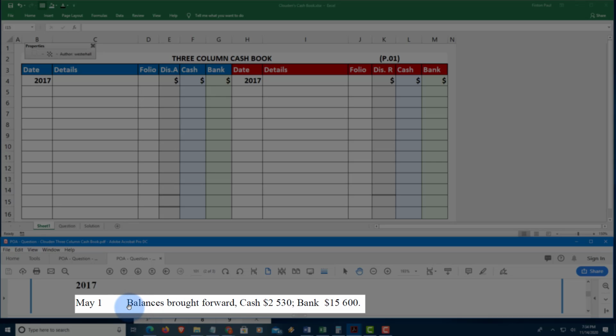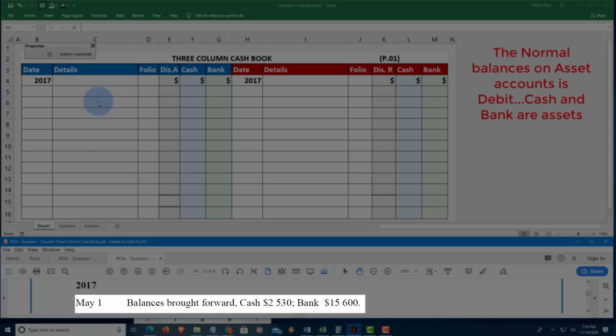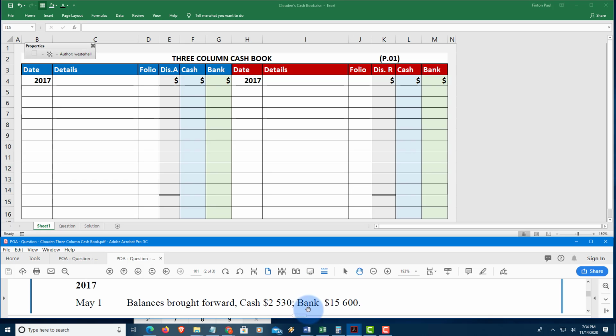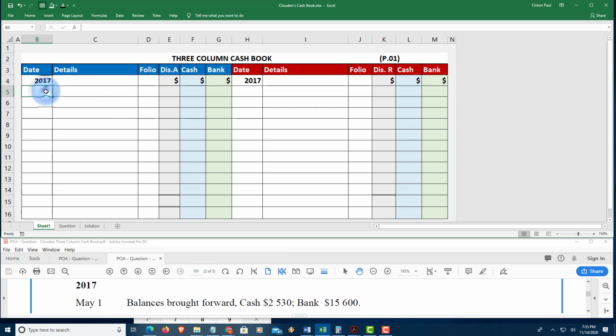May 1st, balance brought forward, cash 2,530, bank 15,600. These items are assets and the normal balances are debit balances. May 1st, balance brought down, brought forward.